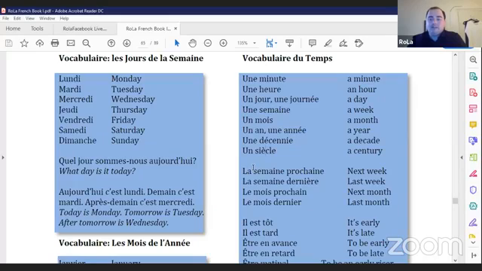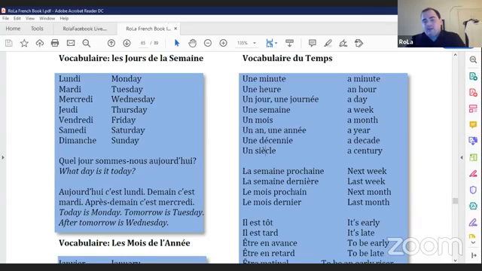La semaine prochaine means next week. You'll hear me say that a lot. La semaine prochaine. La semaine dernière, last week. So we have these two words in front of semaine. These are key words. Prochaine means next. Dernier, dernière means last. So it's not here, it's before.